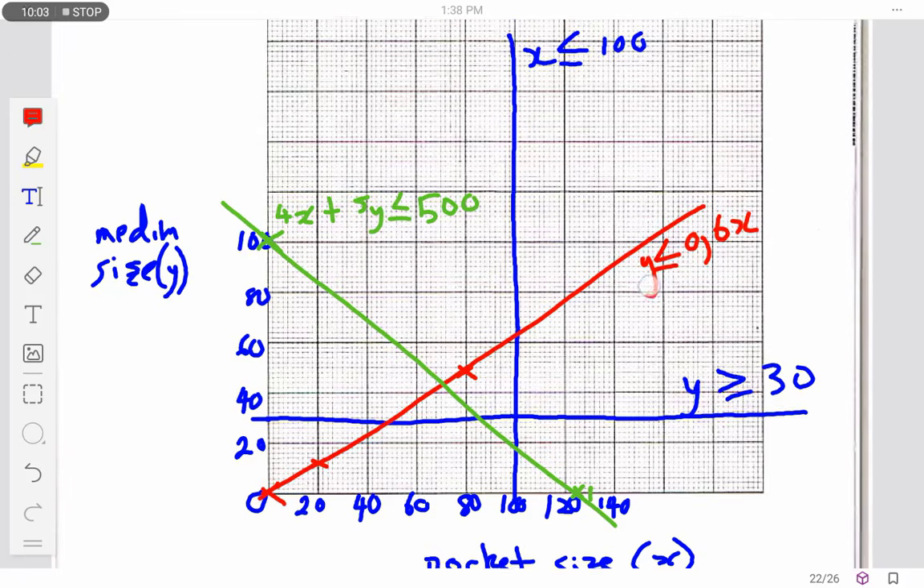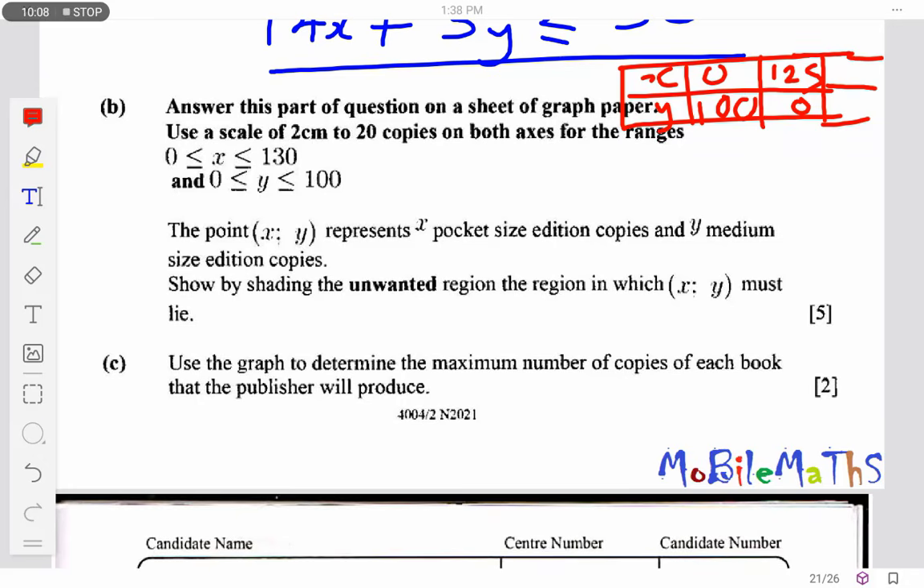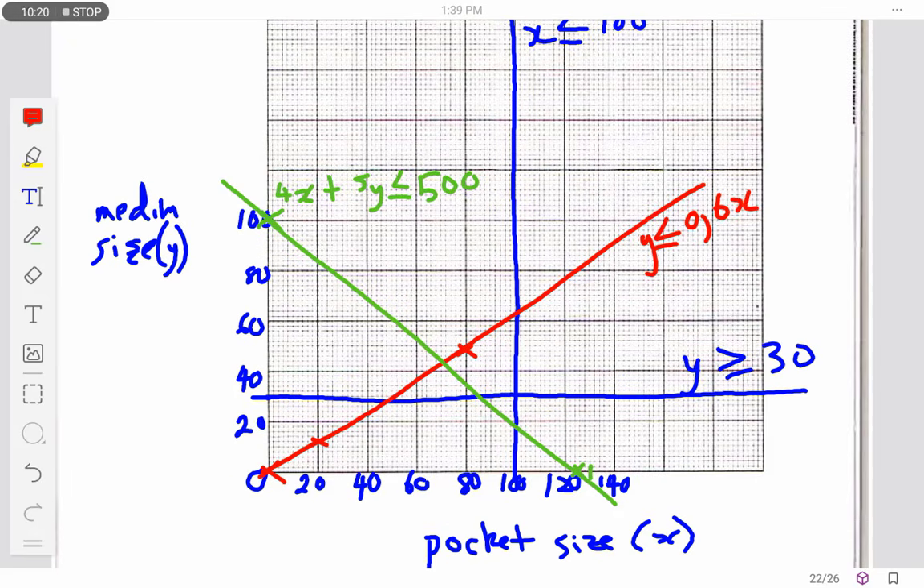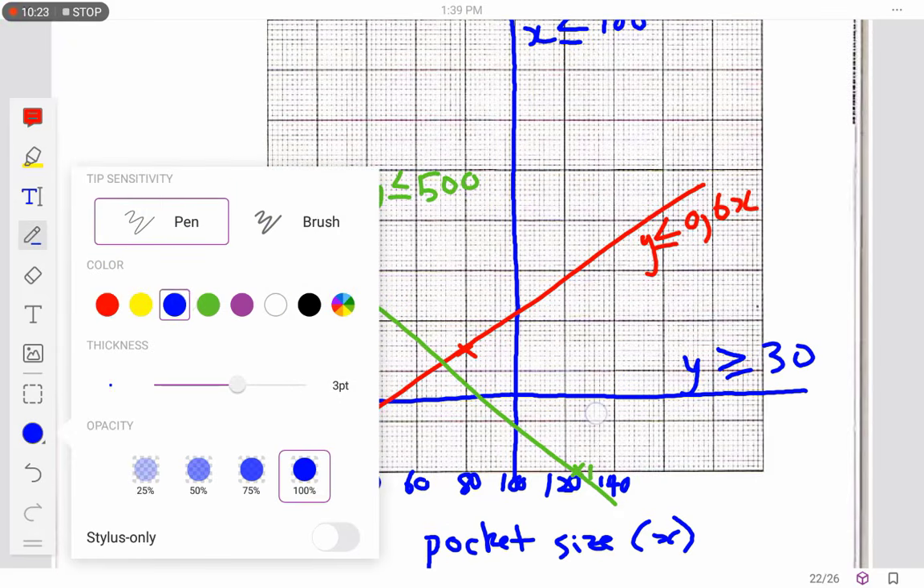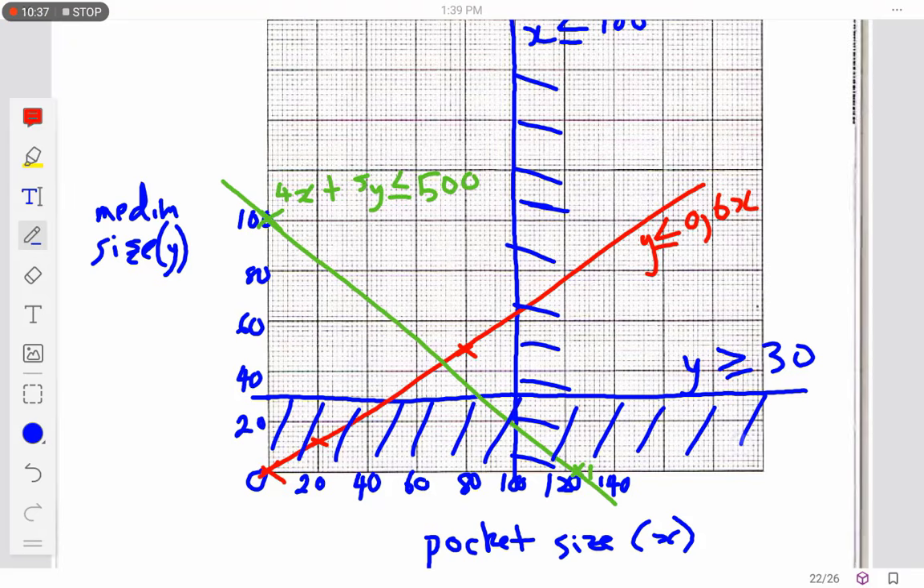Okay, now let's see the question. What are they asking us? They want us to shade the unwanted region there, so that we see where our values are going to lie. So if I'm to start with the blue lines, the unwanted region for x is less or equal to was that one. Then for y is greater than, this is the unwanted region because it's greater.